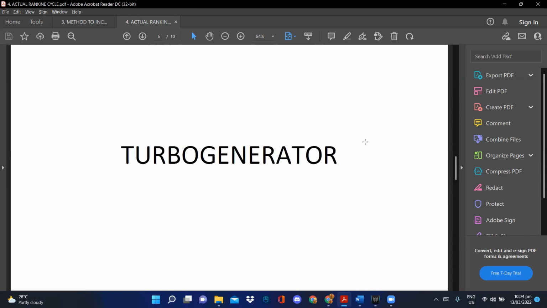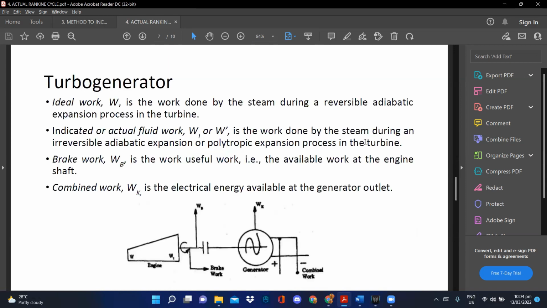Now, we introduce now a turbo generator. So, what is the use of this turbo generator?